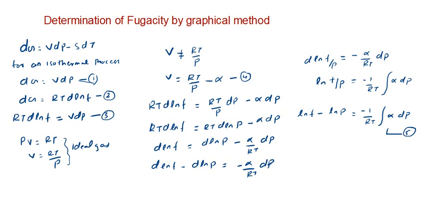Here we have an integral of alpha dP. The value of that integral can be evaluated by plotting alpha against pressure and then finding the area under the curve, starting from pressure 0 to the required pressure. If we know the value of that integral, we can easily calculate ln f, or the fugacity. So this is about the determination of fugacity.